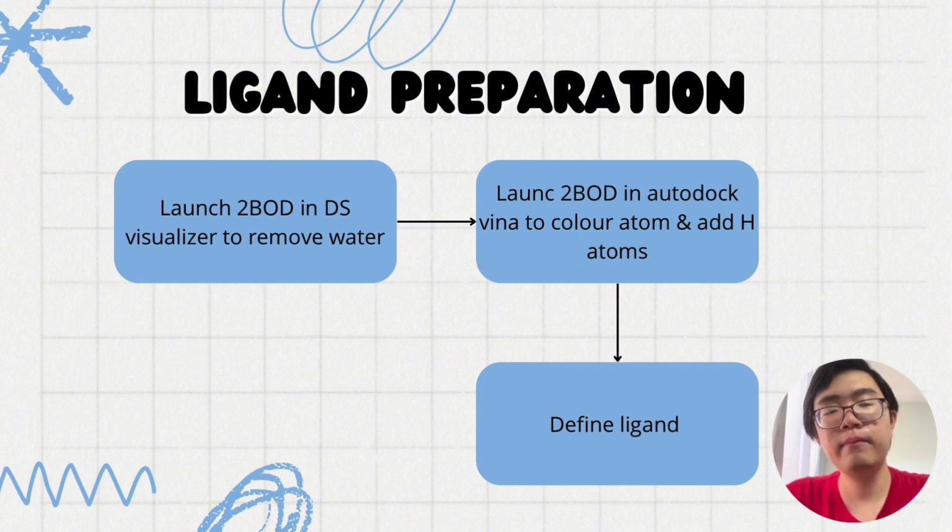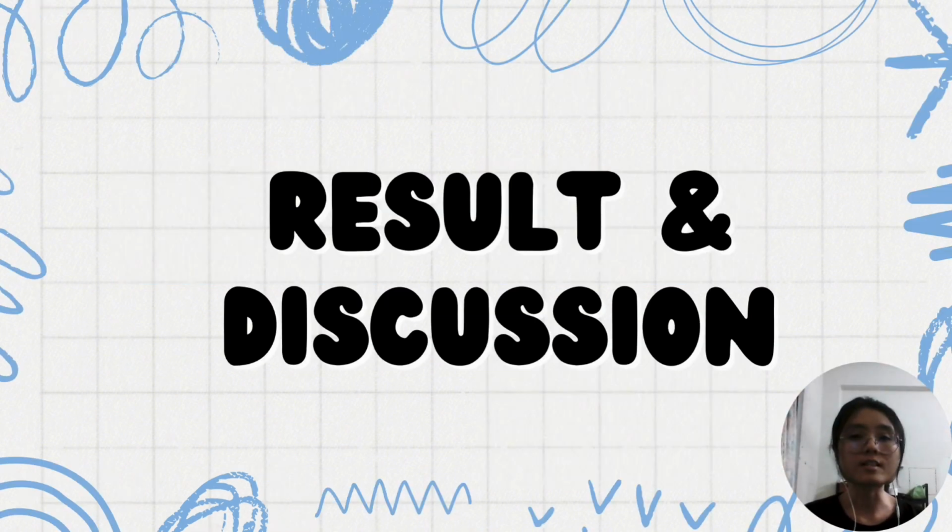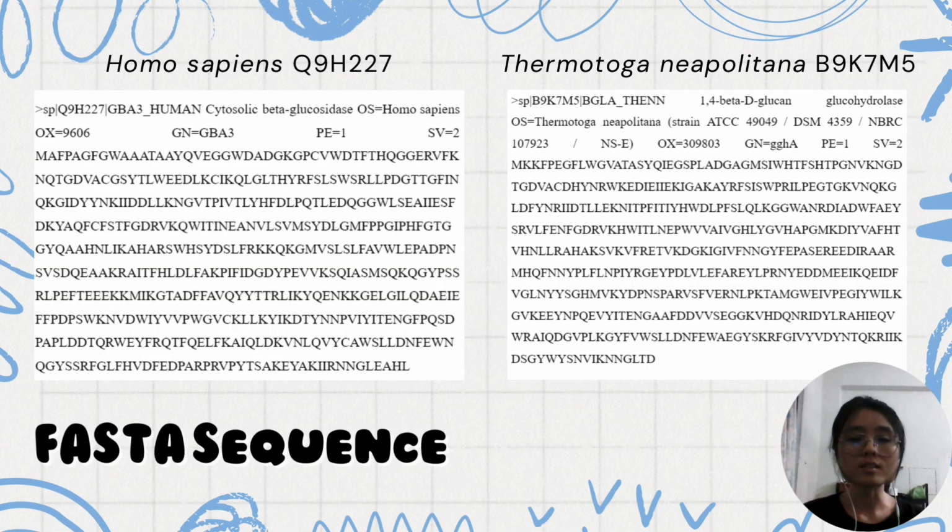Thank you. So next is about the result and discussion part. This is the sequences of our enzymes in FASTA format. The left side is the sequence for Homo sapiens Q9H227, while the right side is the sequence for Dictyoglomus thermophilum... Thermotoga neapolitana B9K7M5.